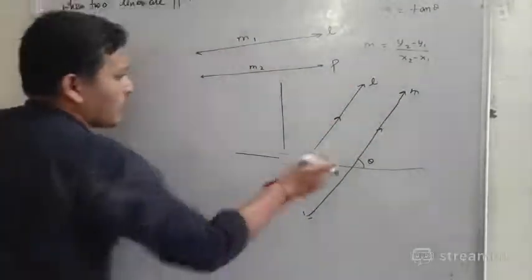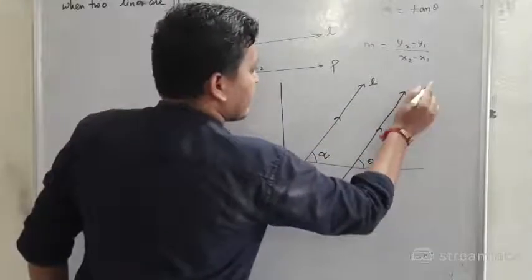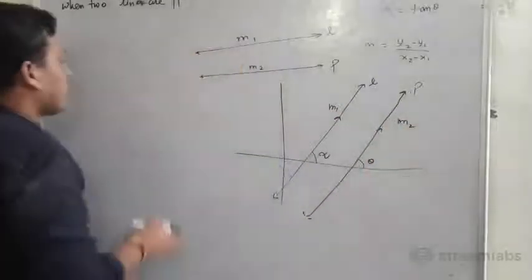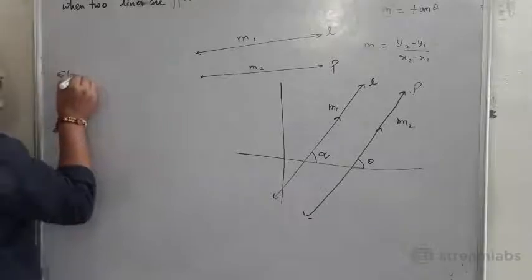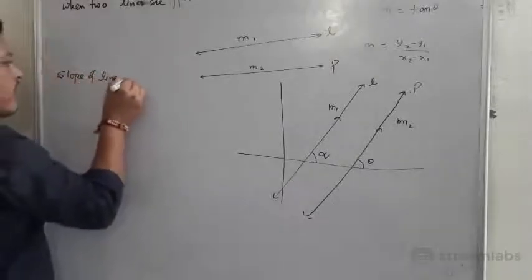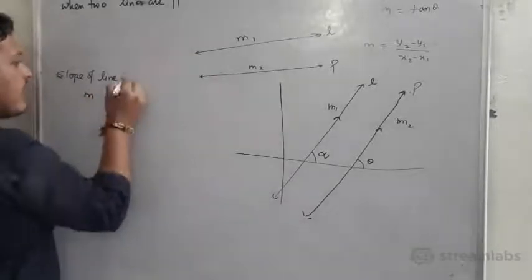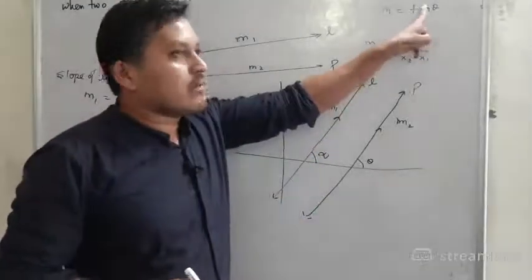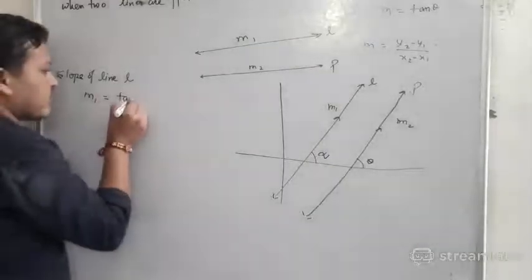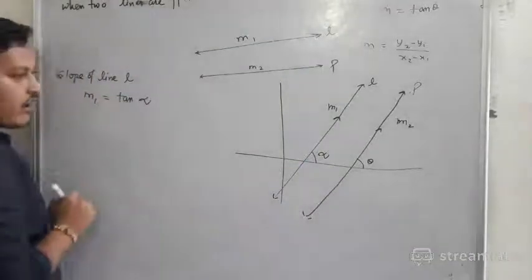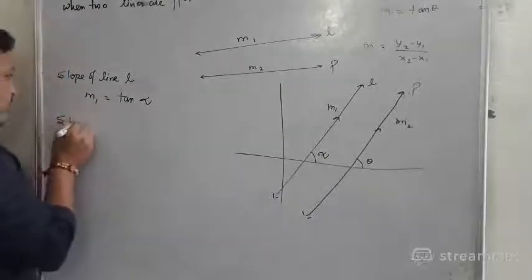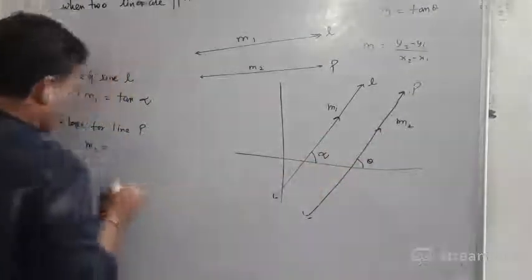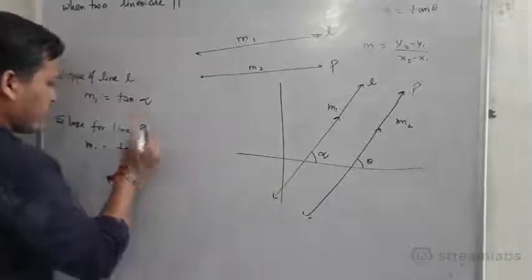For the line L, let its slope be M1, and for the line P, let its slope be M2. So the slope of line L is denoted by M1. When the inclination is given, we can use directly m equals tan theta. So M1 equals tan of the angle, which is alpha. Next, the slope of line P, denoted by M2, equals tan theta.